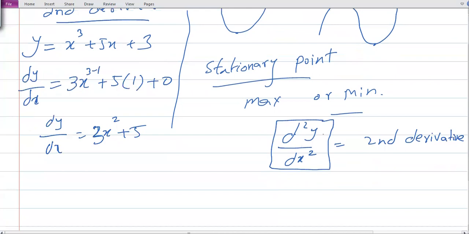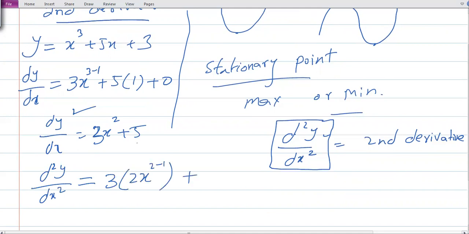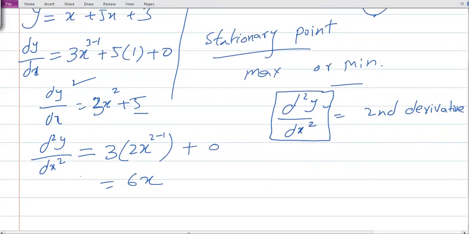But if I have to find the second derivative, it means I will differentiate this one one more time. So this will become d2y over dx square, and that will be equal to, now take the derivative of this one in the same method. Bring the power down, 1 minus from the power, plus now for this one it will be 0. So we will have 6x. Okay, this is called taking the second derivative.